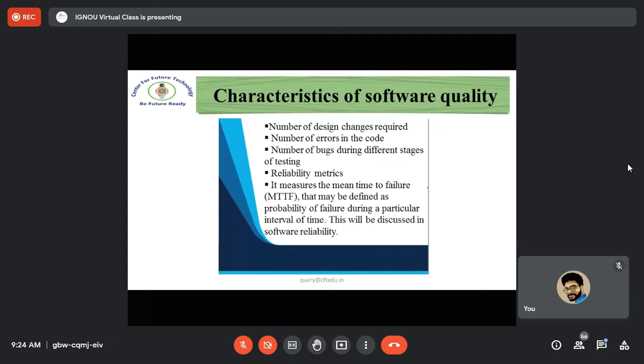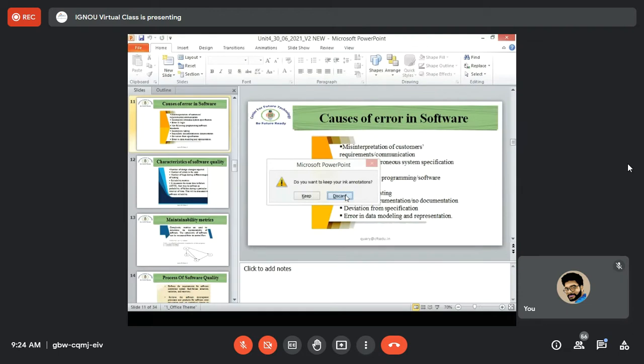Characteristics of the software quality. How to gauge the quality of the software. So how many times have I applied changes? Let me see. Some people are trying to answer.